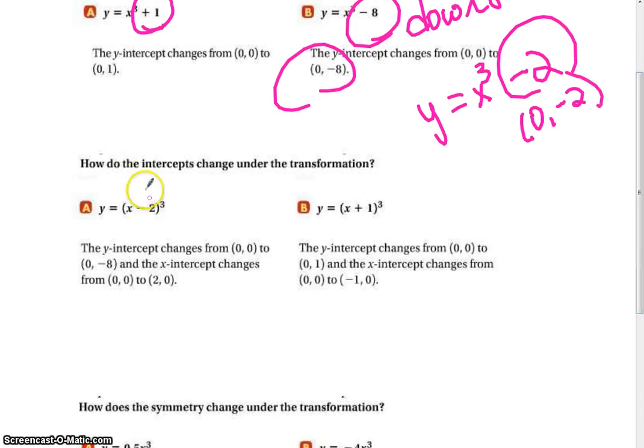Next, we have a number that is trapped. That means it's horizontal, so it does the opposite. So basically, this is going to go to the right 2. And so from (0, 0), it's now going to be (2, 0).